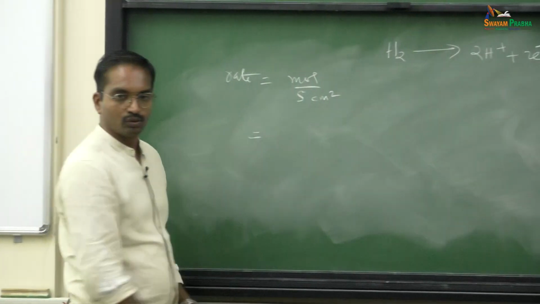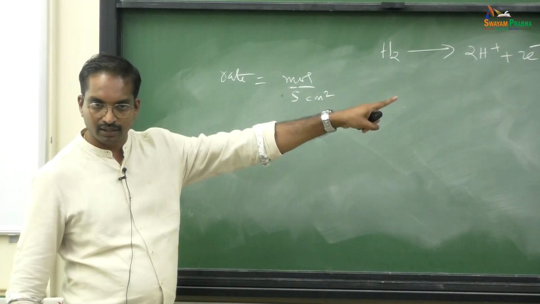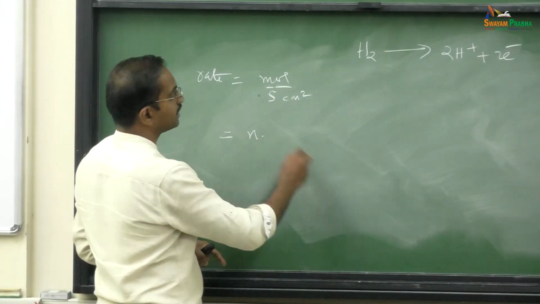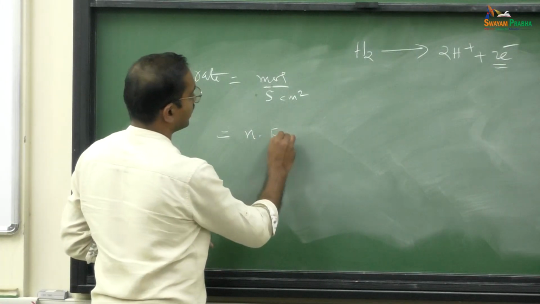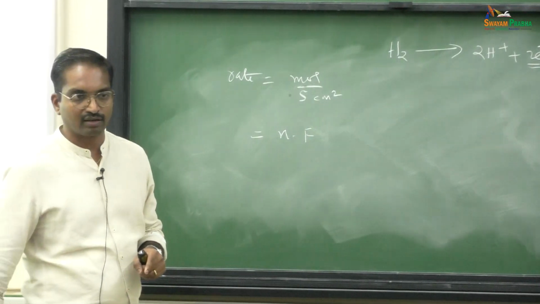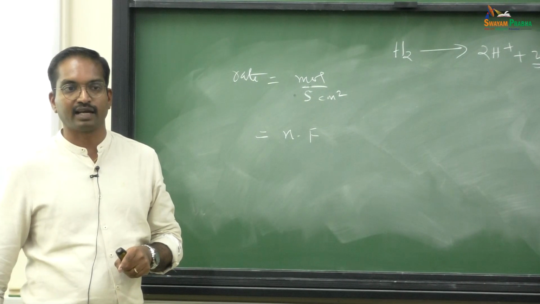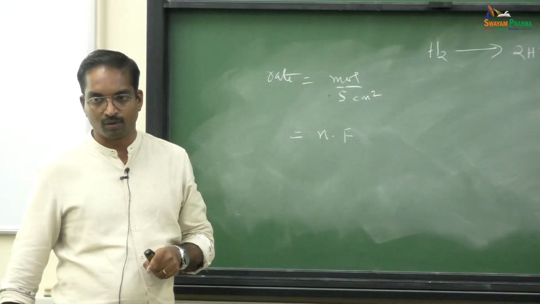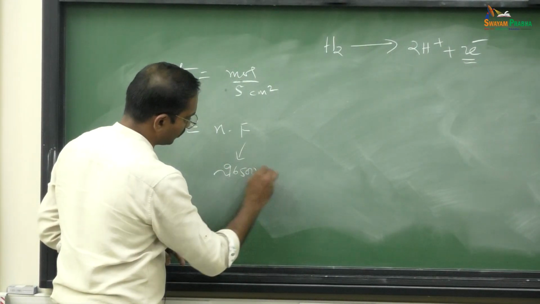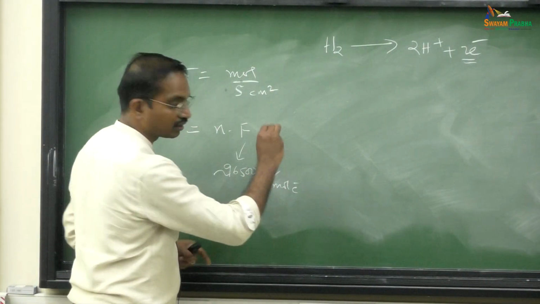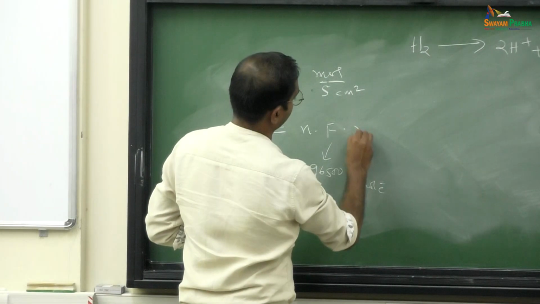Then what am I going to do? I am going to multiply this, okay? I am getting how many moles of electron? 2 moles of electron. So, n is the number of electrons you produce in the reaction, okay? And then I multiply by F, the Faraday constant. What is Faraday constant? Coulombs per mole of electron. How much is that? Roughly 96,500 coulomb per mole of electron, okay? nF times the rate of the reaction.